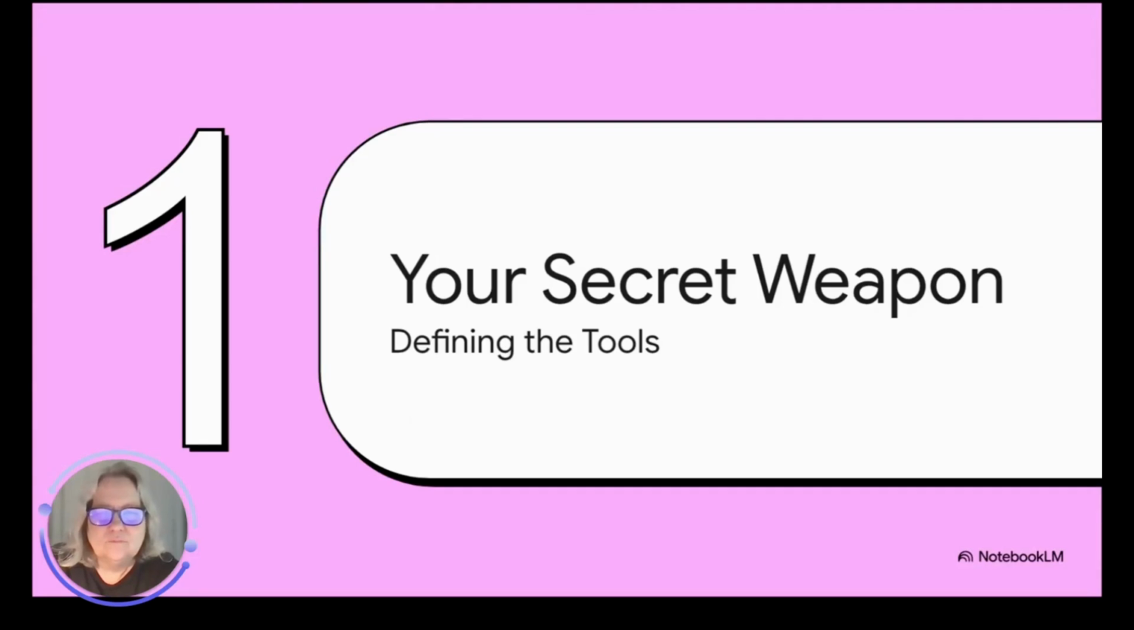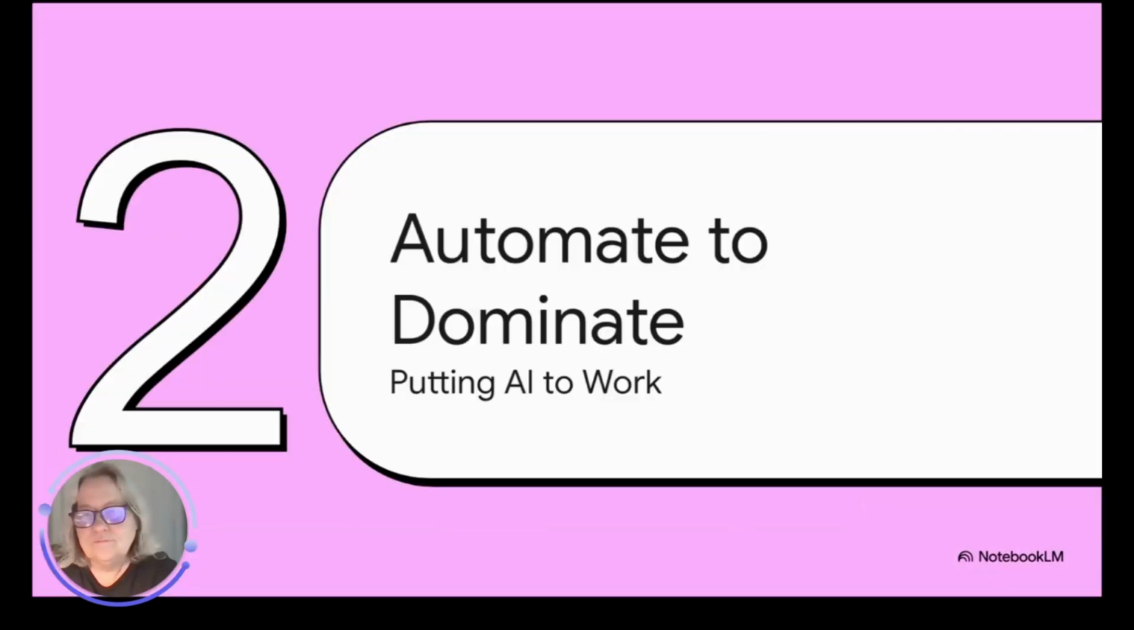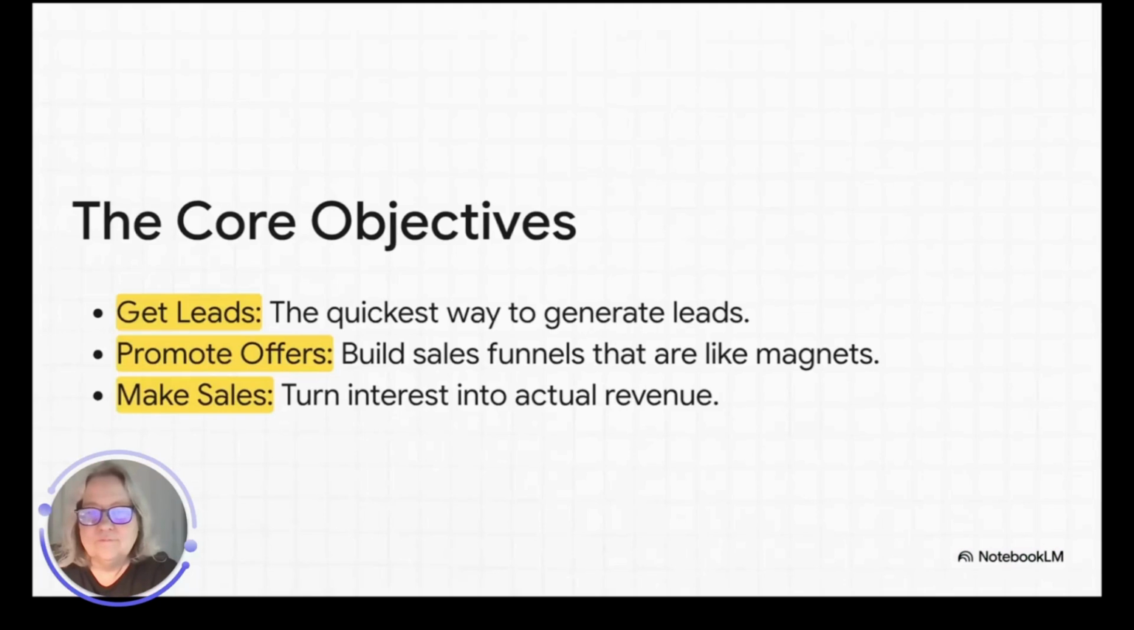All right, so what is this secret weapon we're talking about? Let's pull back the curtain on the tech and get really clear on the tools that are giving some businesses such a huge leg up. So let's look at how you actually put them to work to get some powerful results. This technology is absolutely laser focused on the things that actually make a business grow. When you boil it all down, it comes back to these 3 core goals. You want to get leads, you want to promote your offers, and you want to make sales.